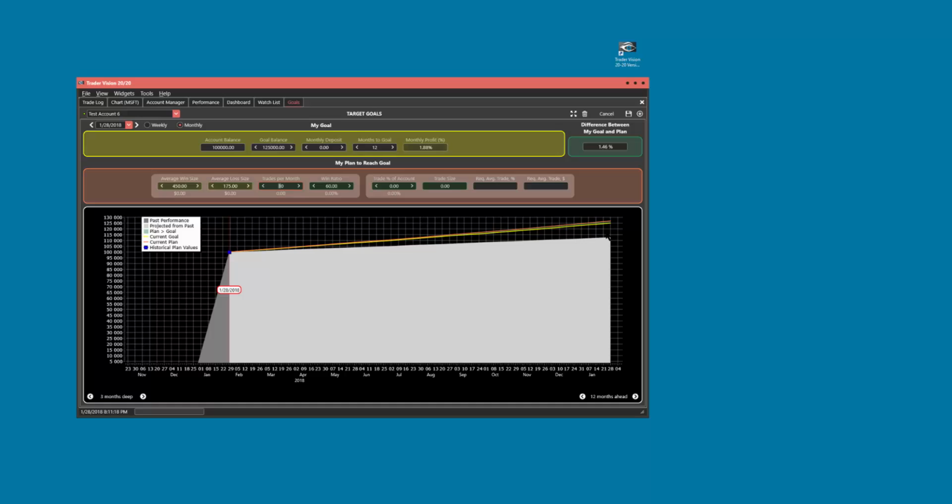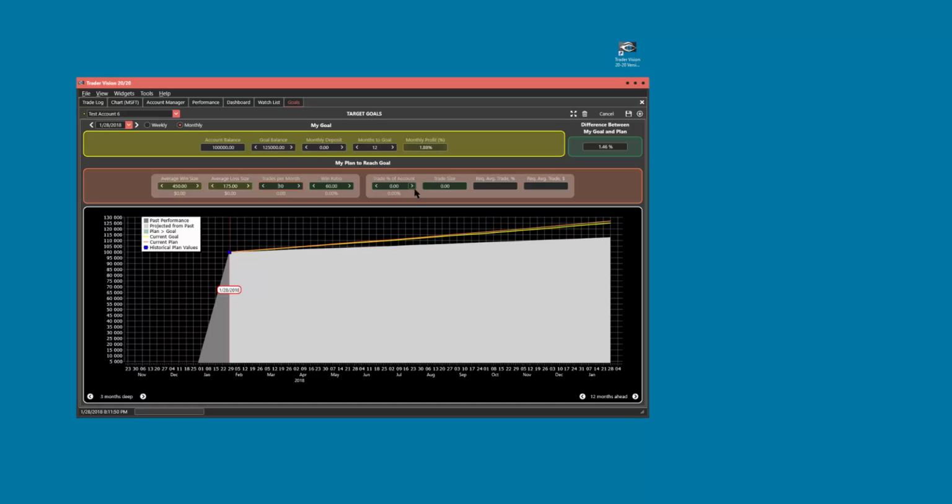At a couple more trades per month, we have now reached the point where the difference between our plan and our goal is green. In other words, if we can achieve these parameters, an average win size of $450, our average loss size is $175, win 60% of our trades, and trade 10 times per month, we will exceed this 1.88% per month gain by 1.5% essentially.